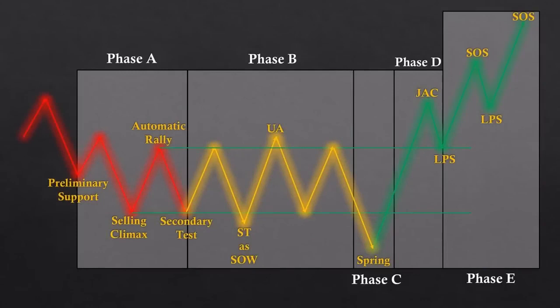Beyond the 7 logical events and its corresponding phases, there are 2 important things to pay attention to. One is the creek, which is the high produced by the automatic rally after the selling climax. This is important because it's the level we want to see price break out of. The expression jump across the creek is precisely that.